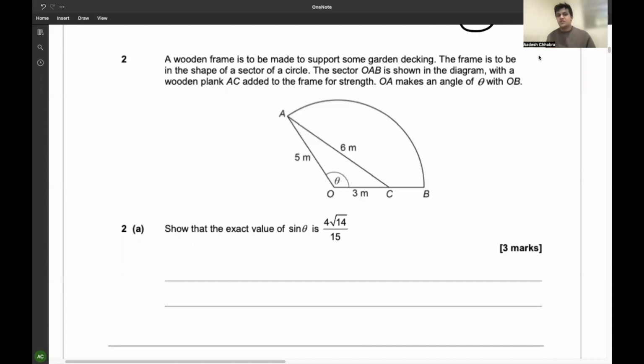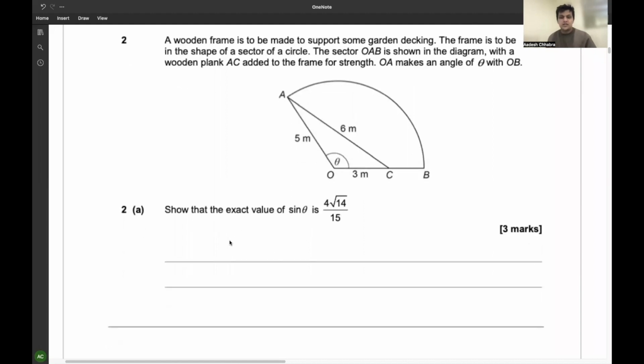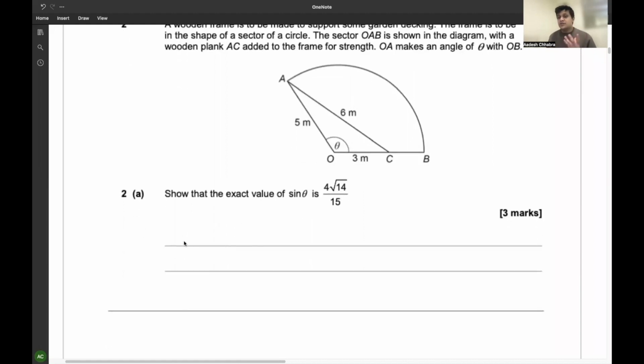So now in question 2, we have a wooden frame that is to be made to support some garden decking. The frame is to be in the shape of a sector of a circle, and the sector OAB is shown in the diagram with a wooden plank AC added to the frame for strength. Now OA makes an angle theta with OB. Using this, we have to show in part A of question 2 that the exact value of sine theta is as shown. So to do this, what we have to do is use the cosine rule.